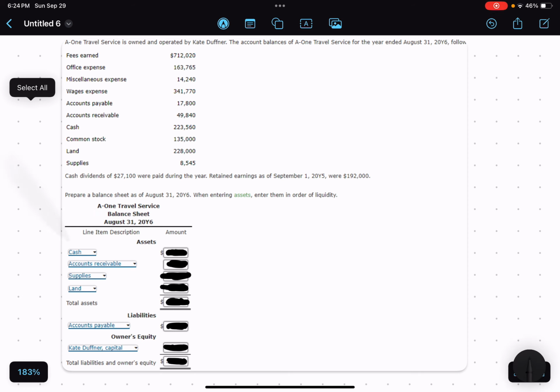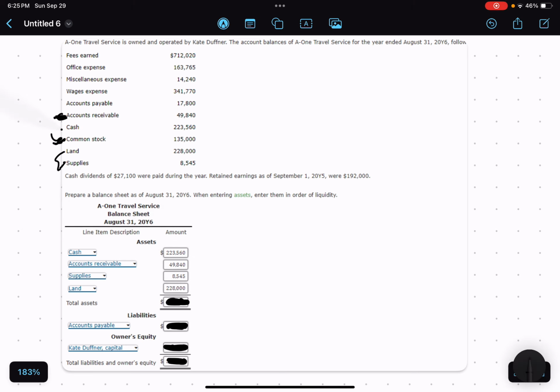So in terms of the way assets work, you start with the cash, then anything receivable, and then the land and the supplies. When we're looking at this table, the first thing we want to do is enter in the amount of cash that was earned. So 223, and then accounts receivable 49, supplies 8,000, and land 228,000.